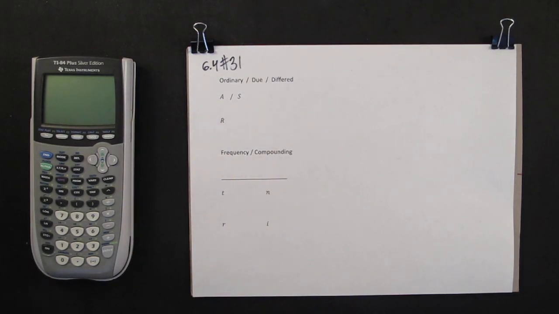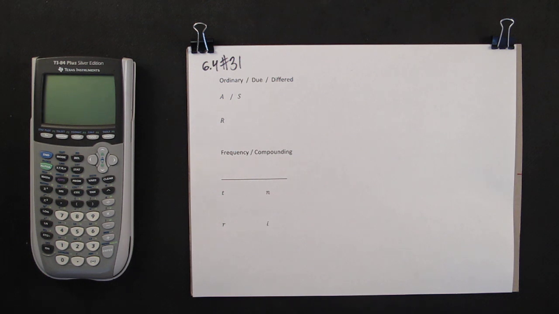Section 6.4, number 31. Recent sales of some real estate and record profits make it possible for a manufacturer to set aside $800,000 in a fund to be used for modernizing and remodeling. How much can be withdrawn from this fund at the beginning of each half year for the next 3 years if the fund earns 7.7% compounded semi-annually?